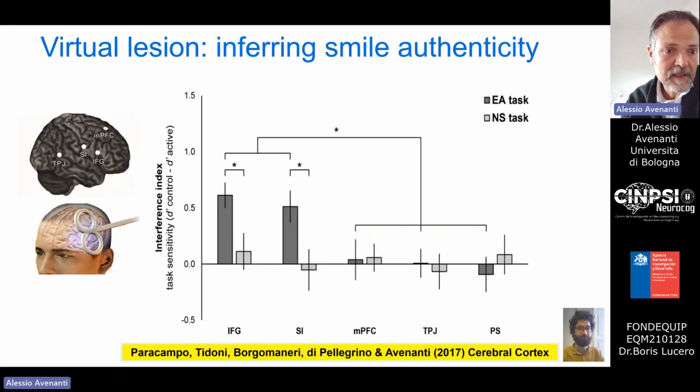And here you can see that interfering with, for example, the ventral frontal site, the inferior frontal gyrus near the ventral premotor cortex, or the ventral somatosensory region, basically the localization of the face area in the somatosensory cortex, was able to interfere with the smile authenticity discrimination task, but not with the other task, demonstrating that these regions are causally relevant for making this discrimination.